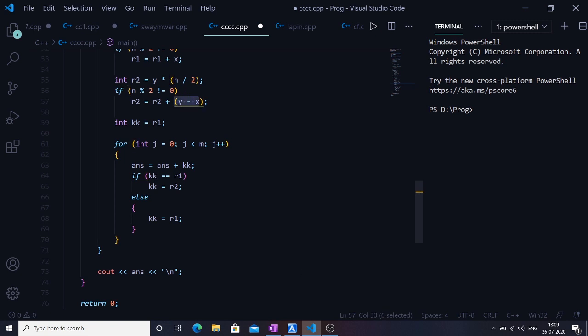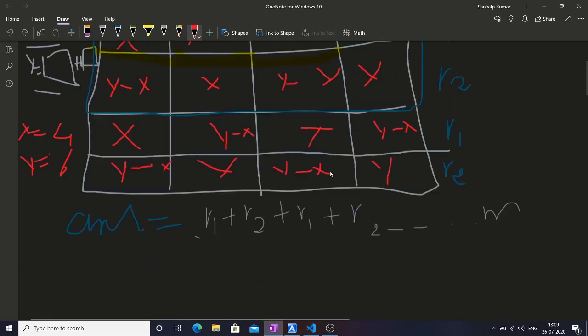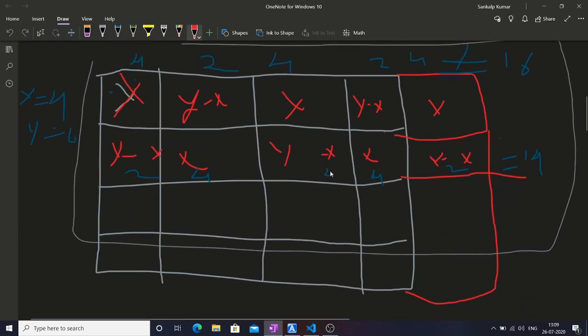Okay. And now you can see, if odd is there, we are not gonna add x, we are gonna add y minus x. Why are we gonna do this? Because in the second row, we are adding y minus x, not x, because x is here and y minus x should be here. You're getting? See, if you are having a problem, try to draw the matrix on your own, you will get it.